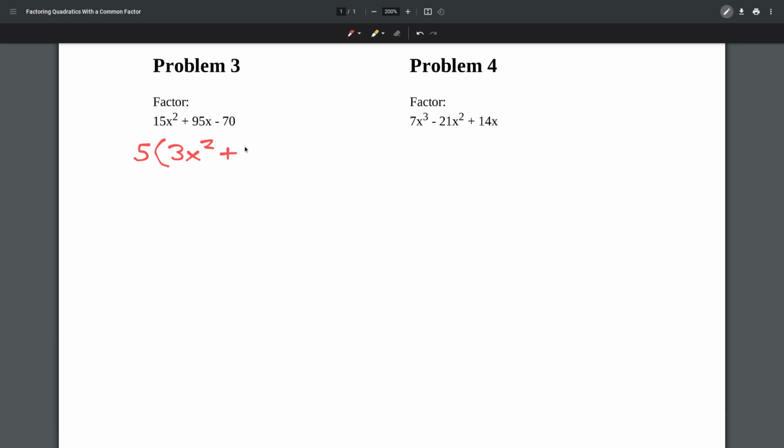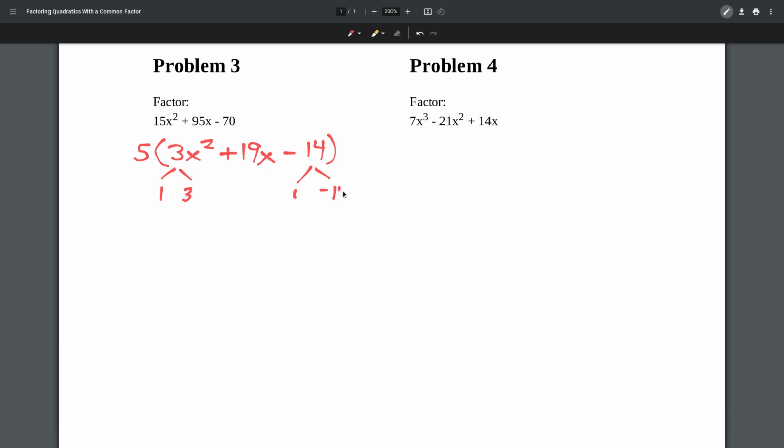95 divided by 5 is 19, so 19x. And then 70 divided by 5 is 14. Okay, so now to factor this, let's use the list out the factors method. I'm just going to list out positive factors of the first term here, so 1 and 3, and then we have to list out the factors that multiply to negative 14.